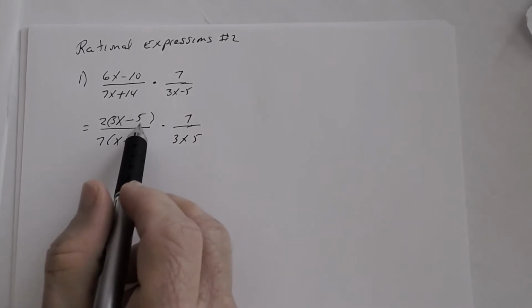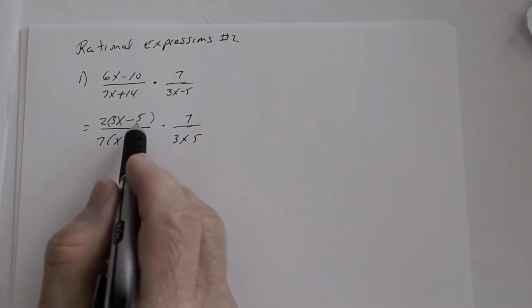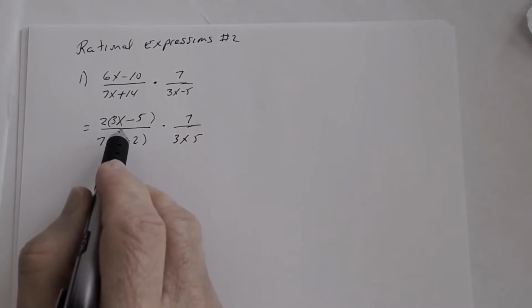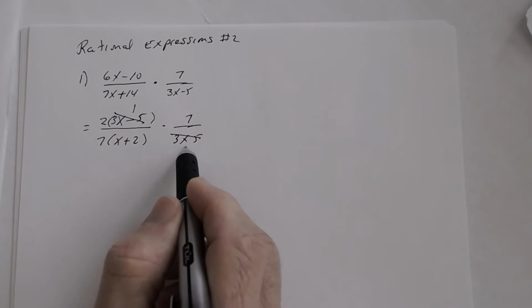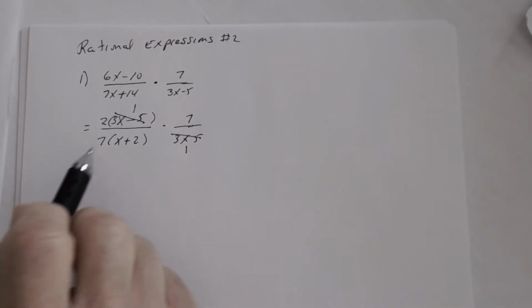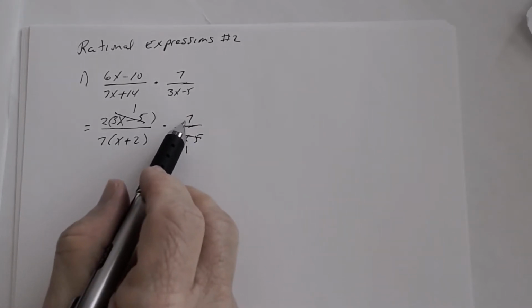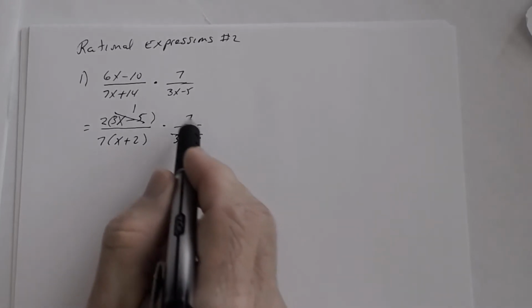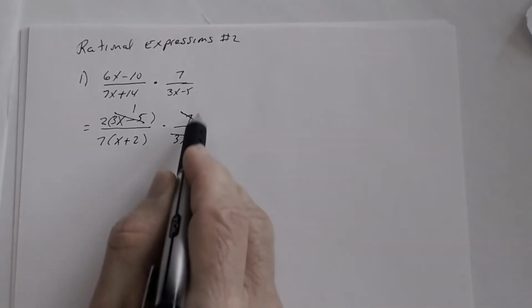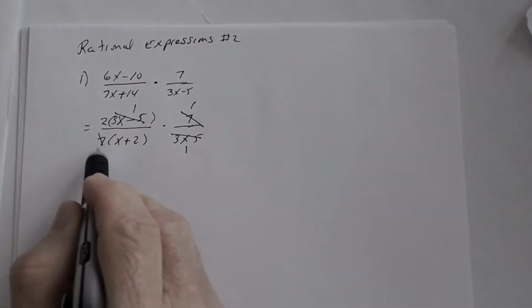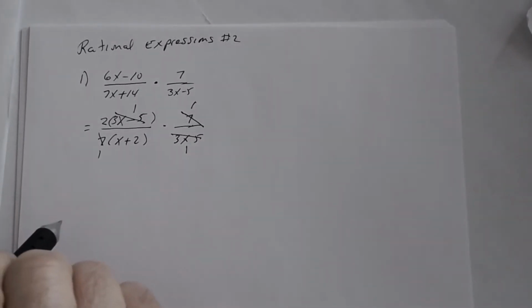But let's look at 3x minus 5. I have a 3x minus 5 here, so those divide out. You must show that. So that's going to leave me a factor 1, and that's going to leave me a factor 1. The next factor I see is a 7. I see one down here. So those will divide out, and you must show that. That leaves you a factor 1, and that leaves you a factor 1. And that's all you can deal with.